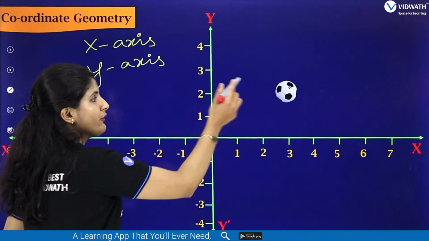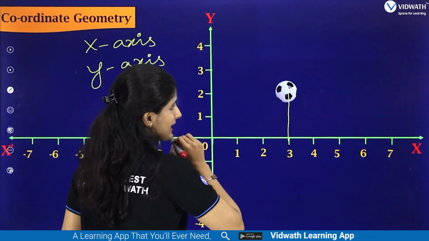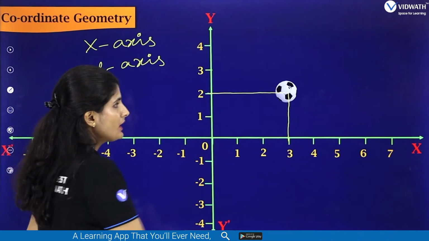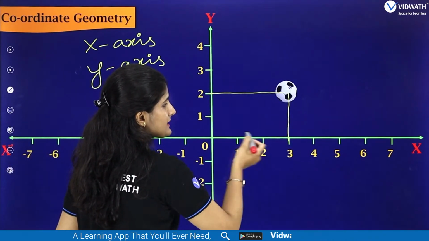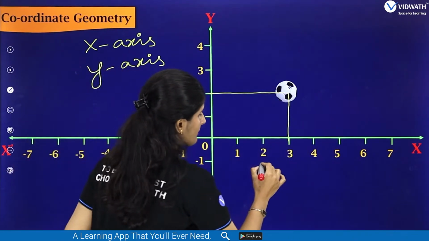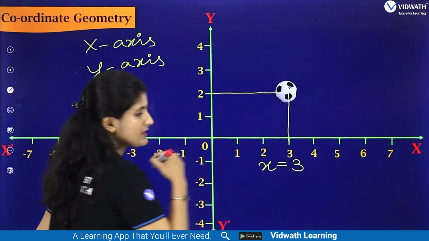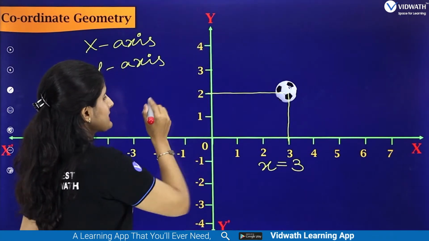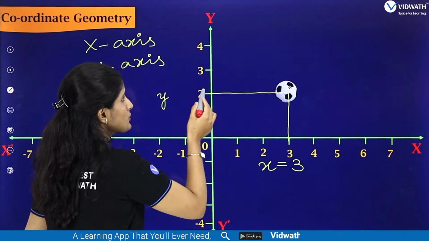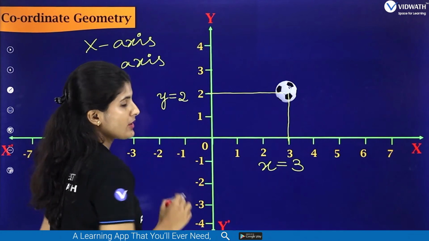origin. In order to find the position of the ball here, we again take perpendiculars from the ball to the x-axis and perpendicular from the ball to the y-axis. The perpendicular from the ball to the x-axis meets the x-axis at the point 3. All the points on the x-axis are given by x, small x. So in this case, this point is given by small x is equal to 3. All the points on the y-axis are given by small y. In this case, the perpendicular from the ball to the y-axis meets the y-axis at the point 2. So this point is y is equal to 2.